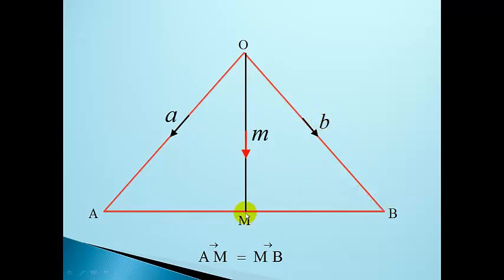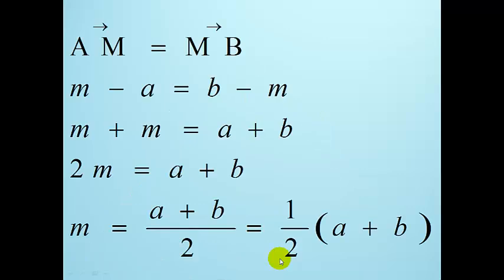Now, if M is the midpoint, when we look at this diagram, we can see that the distance from A to M is the same as the distance from M to B. Why? Because M is the midpoint. So vector AM is equal to vector MB. Now, if vector AM is equal to vector MB, then how do we express this? Take note that vector AM is the same as M minus A, and this is equal to vector MB, which is the same as B minus M.